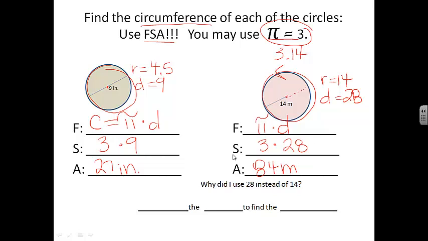Okay. So why did I use 28 instead of 14? Because this time we had to double the radius to find diameter. Because radius is half the diameter, and doubling the radius gives you the diameter. So we need to know what each of those are before we start, especially when we start mixing area and circumference.